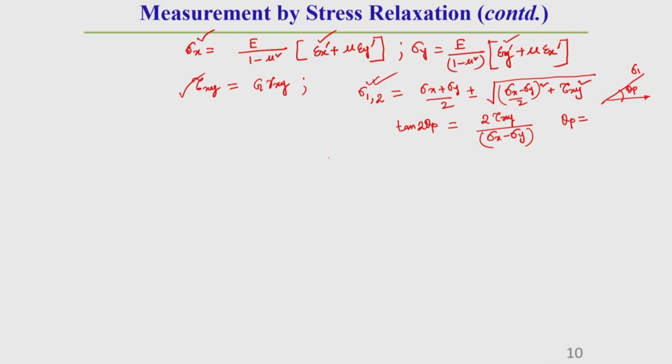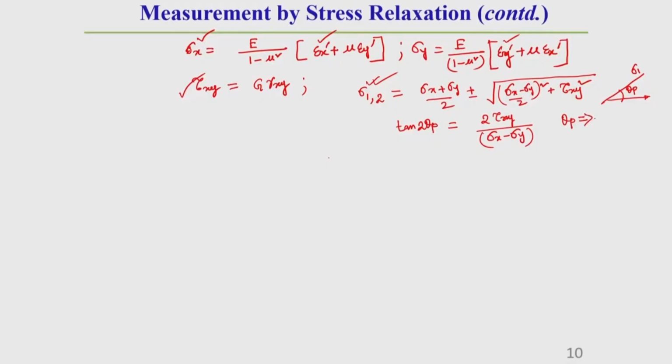Generally, if sigma 1 is at theta p, then sigma 2 will be at theta p plus 90 degrees. This you just keep in mind. So, this theta p is called the principal stress direction with the horizontal axis. This you just keep in mind.